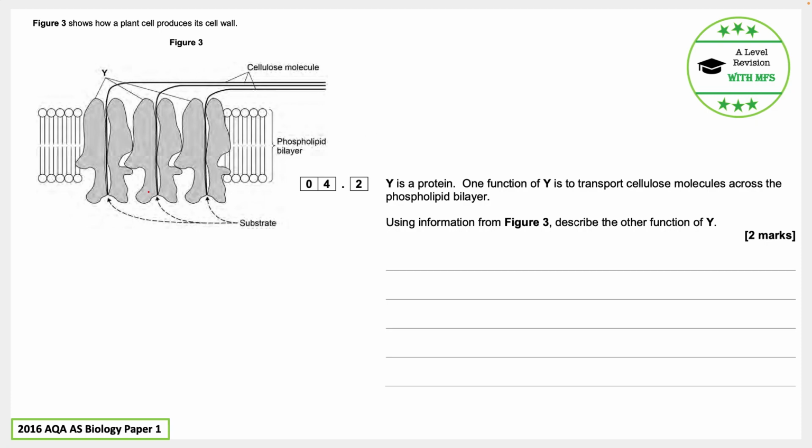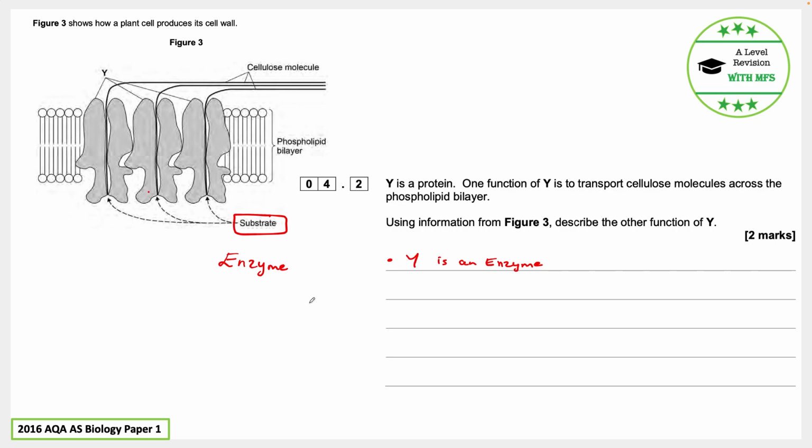We also see this keyword, which is substrate, and whenever we see the keyword substrate, we know that it's something related to an enzyme. Okay, so that's the first mark. Because the substrate is going through this channel protein, we know that Y has to be an enzyme. Okay, so Y is an enzyme.